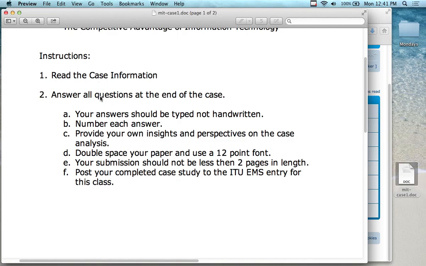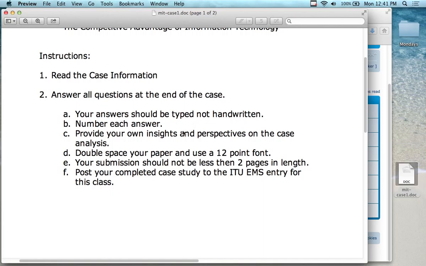Your answers should be typed, not handwritten, so do it on a word processor. You don't have to use a typewriter. Number each one of your answers, but you don't have to number the questions. If the last one had 3, you go 1, 2, 3, and answer it. You can answer more for one than another, but you have to answer all of them. You can put one of them with a sentence or 2 if you want. It doesn't have to be the same equal weight per question.